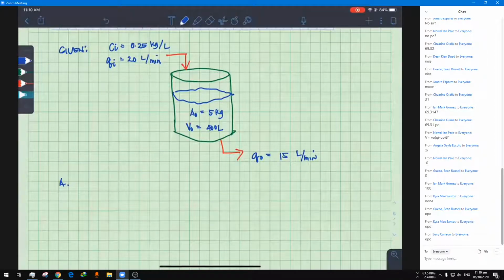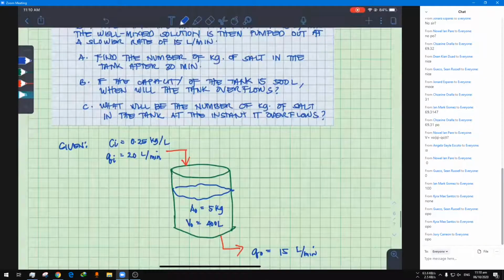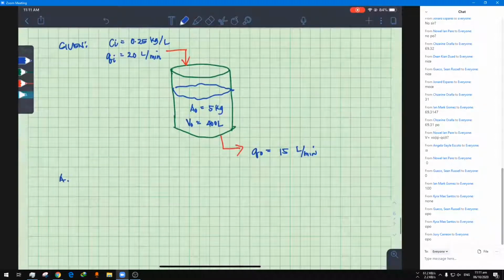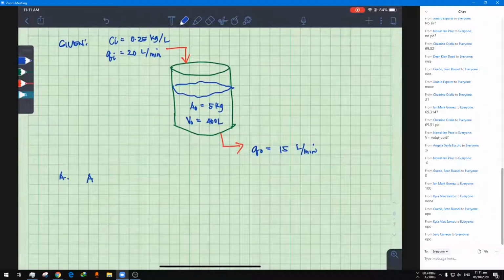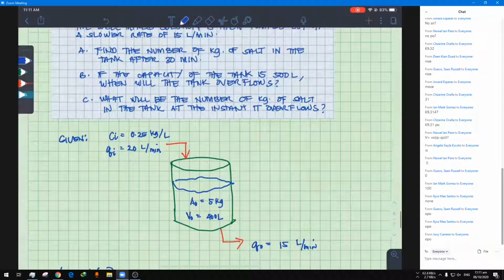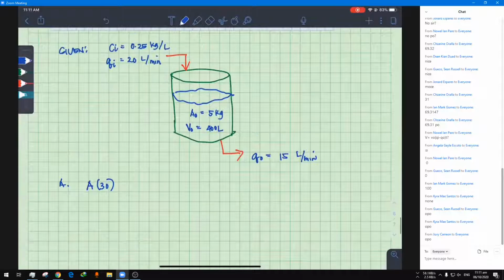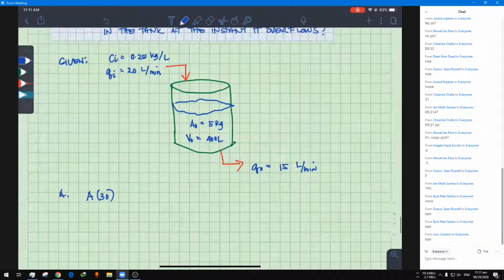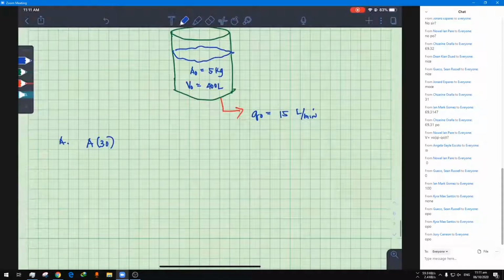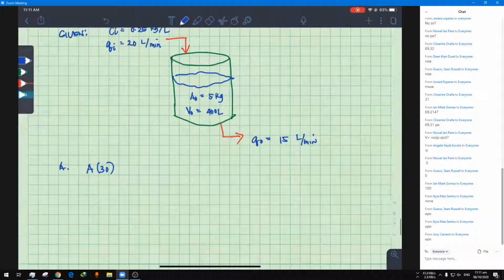So yung unang hanap natin, find the number of kilograms of salt in the tank after 30 minutes. So the amount of salt in the tank after 30 minutes. Okay, so hopefully may laman pa to. Ay no, meron. Hindi pa sana siya nag-overflow, no? After 30 minutes. Anyway, let's try to solve the problem.